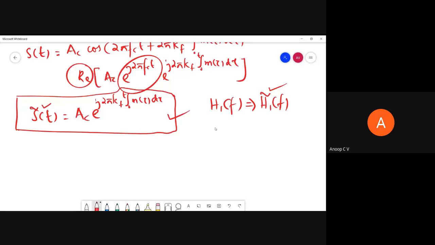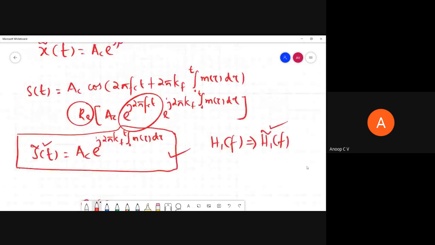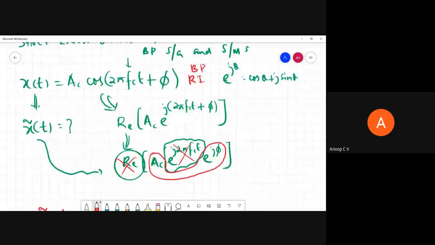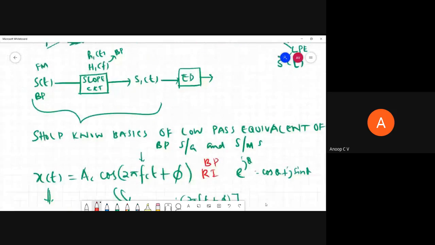I want you people to accept this, right? So this S1 of f is actually the response when you pass this s of t through the slope circuit. Whatever you are getting outside, that is s1 of t, its frequency response is S1 of f, right? So these things are band pass. The issue is these things are band pass. So what we'll do is we'll initially convert these things into low pass equivalent.